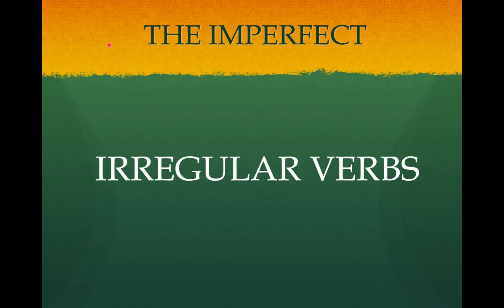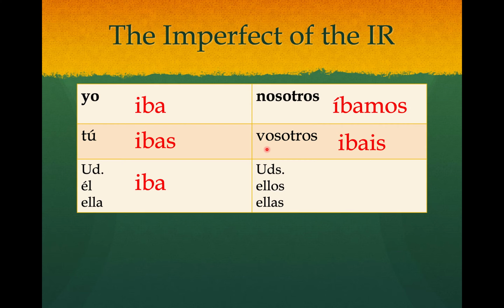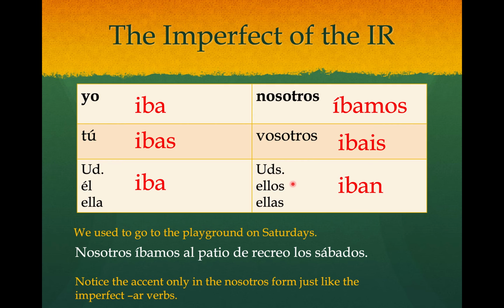Now we are going to learn the imperfect tense of the irregular verbs. The good news is that there are only 3 irregular verbs in the imperfect tense. The first one is el verbo ir, to go. And it's conjugated like this. Yo iba, tú ibas, usted, él, ella iba, nosotros íbamos, vosotros ibais, and ustedes, ellos, ellas iban. Iba, ibas, iba, íbamos, ibais, iban. We used to go to the playground on Saturdays. You got it? Nosotros íbamos al patio de recreo los sábados. Notice the accent only in the nosotros form, just like the imperfect tense of the AR verbs.